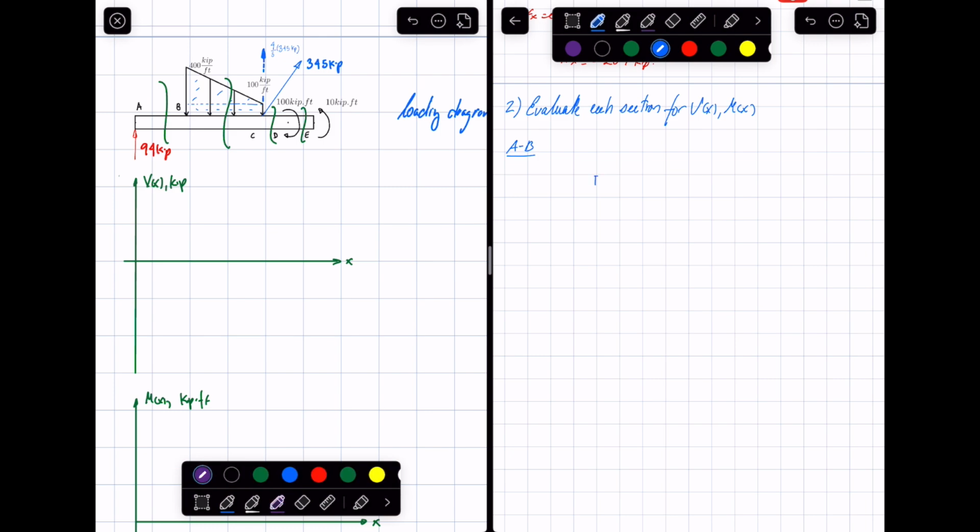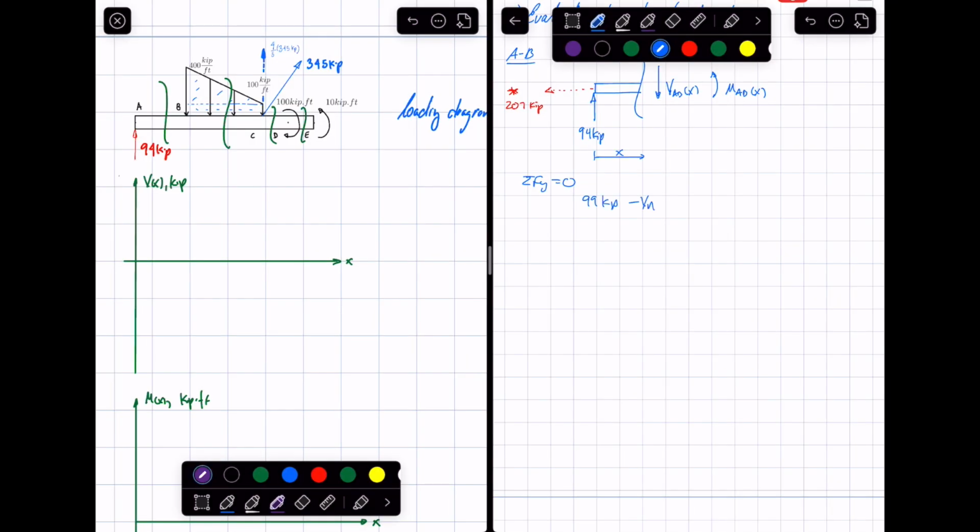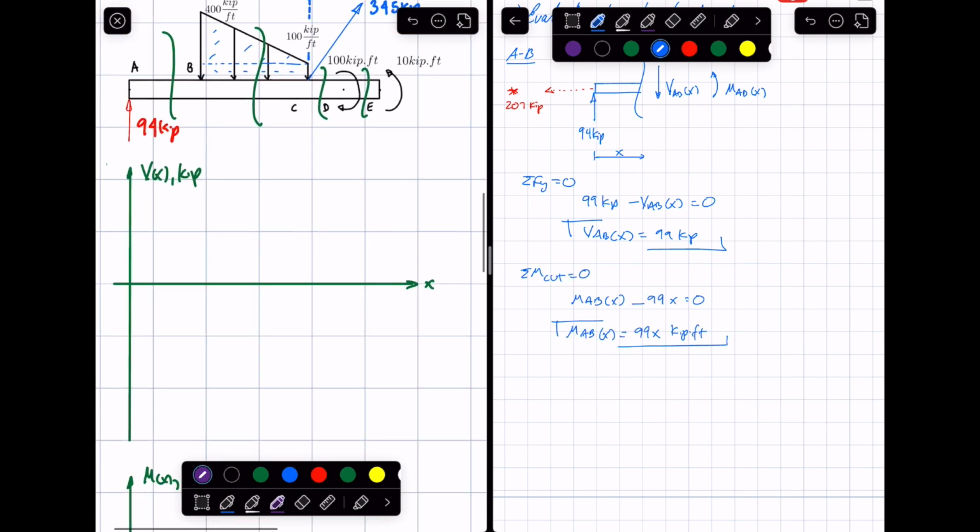Now we draw the free body diagram of section AB. Remember that you do not reach B with this cut. Now I am writing the X component of the support, but that is not going to have an effect on our shear or bending moment diagrams or functions. And we can calculate what those are. We come here to the plot and we pay attention to the initial discontinuity of 99 kip, and we go up accordingly.